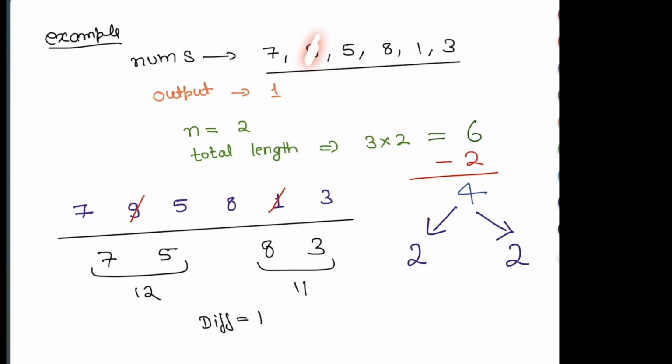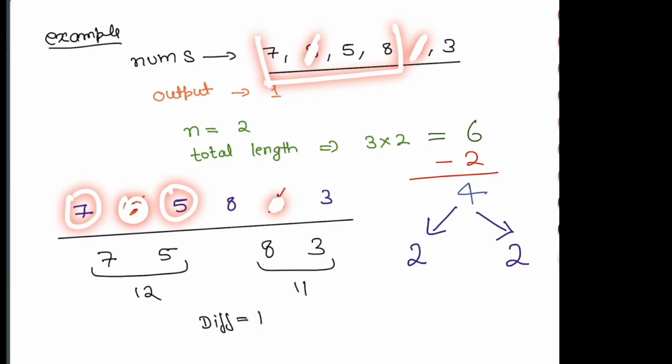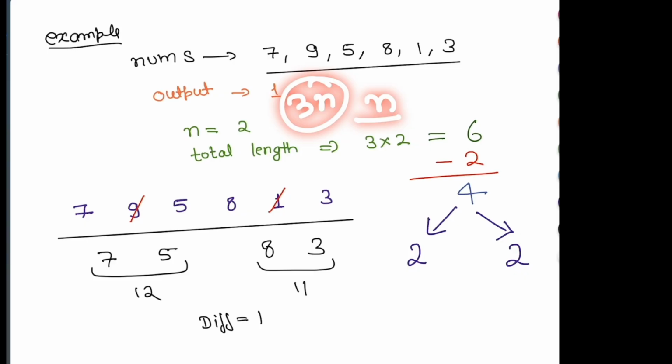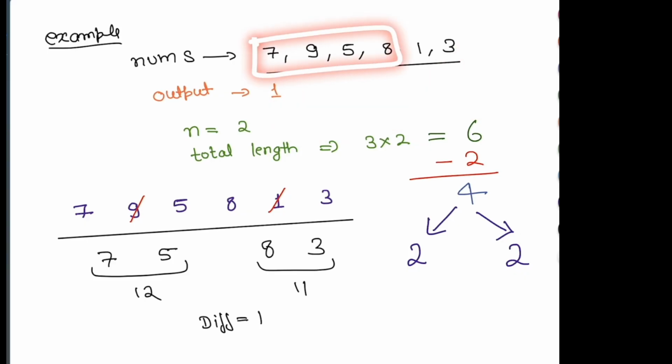So you can remove any random elements. Let us say we remove 9 and 1. Still we have this 7 and 5. This will be part of my first 4 elements. We have 7 and we have 5. Because we are removing a total of n elements out of 3n elements, we are left with 2n elements. The first n elements will always be part of the first 2n elements in my original array, and the last n elements will always be part of the last 2n elements of my original array. And this is something which you will have to understand, right?